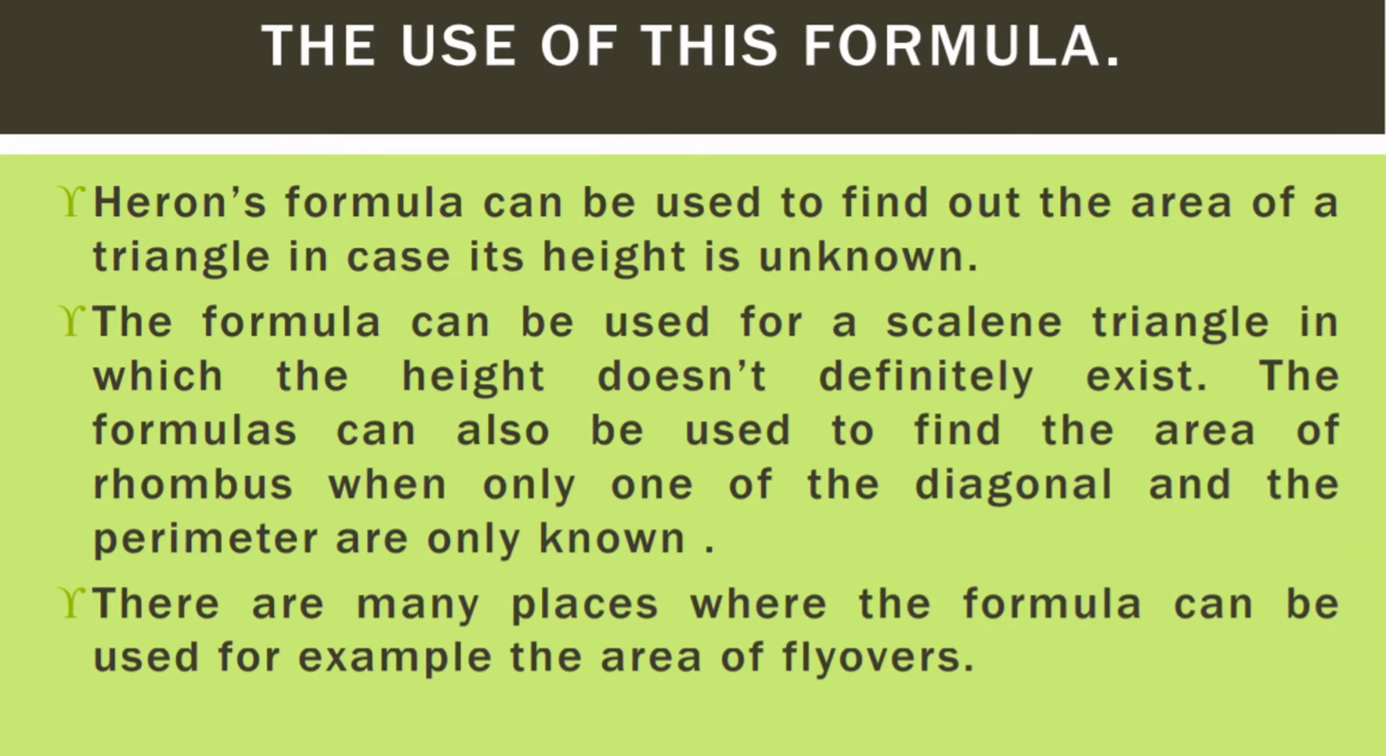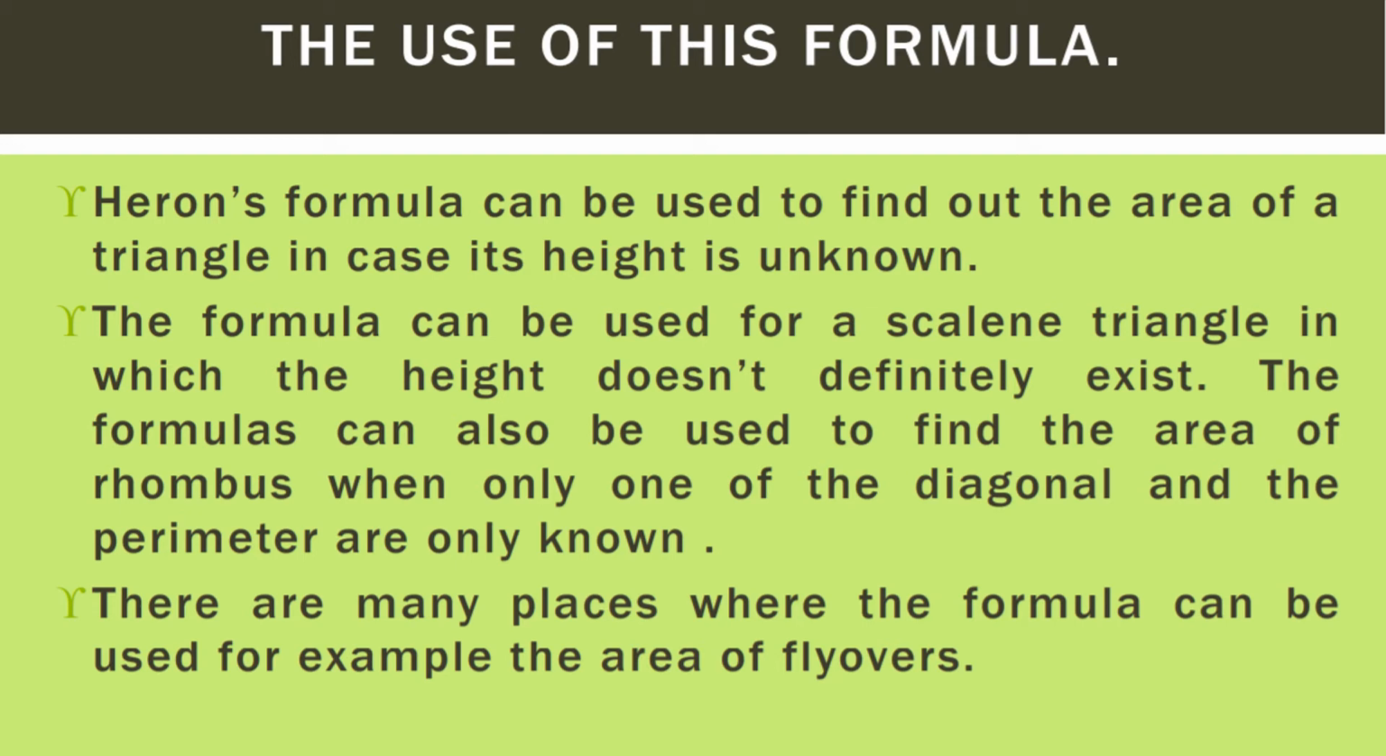The use of Heron's formula. Heron's formula can be used to find out the area of a triangle in case its height is unknown. If height is known, we can use the direct formula: area of a triangle is equal to half into base into height. But in case the height of the triangle is unknown, then we use Heron's formula. Remember this point, my children, in finding the area of a triangle.